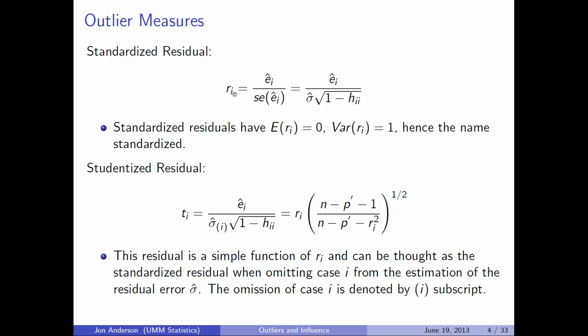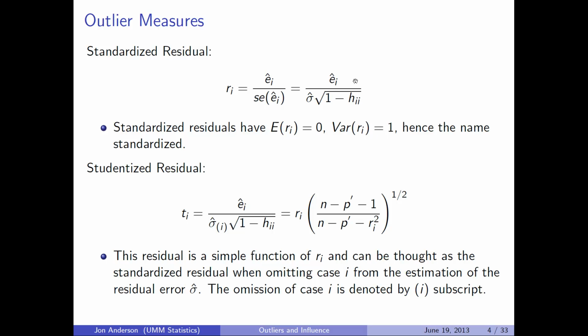A standardized residual is simply the observed residual for that case divided by the standard error of that residual. So this is just a standardized variable. We take the variable amount, e_i hat, and we divide by a measure of variation of e_i hat, and we get something that has an average of 0 and a standard deviation and variance of 1, a standardized variable.